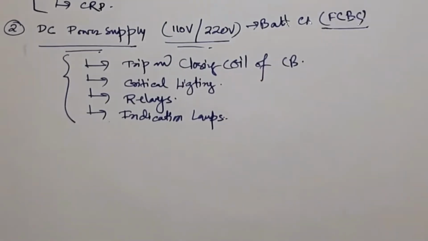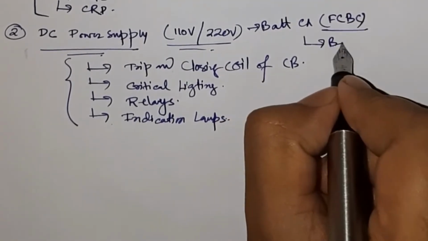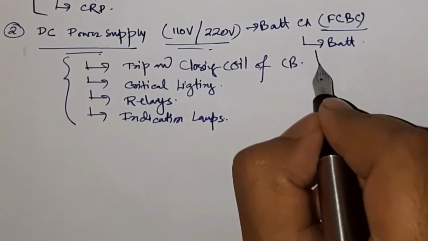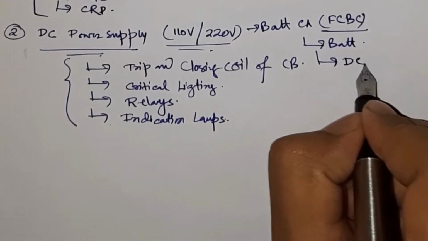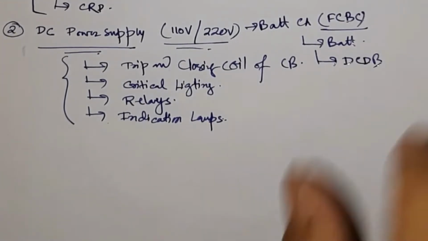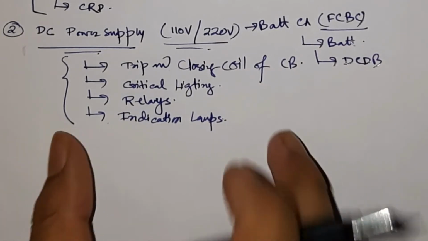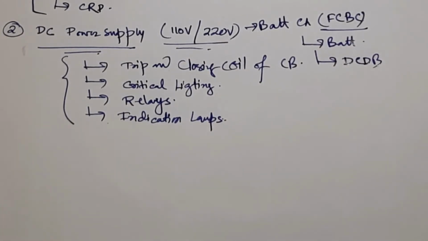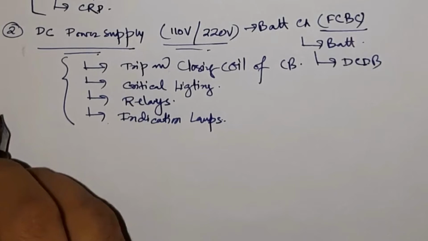Okay, FCBC, and there will be a battery set, and there will be a DC distribution board, DCDB. Okay, so this forms the DC power supply system. Okay, then there comes the AC UPS system.